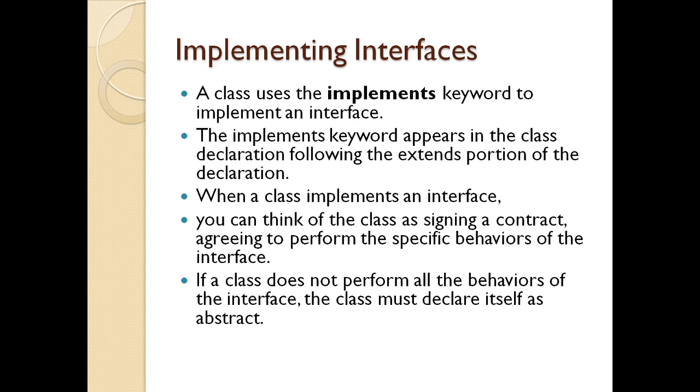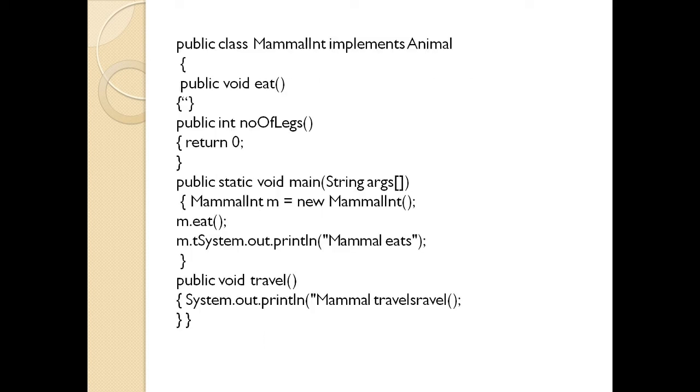Now here I have an example. I have defined a class MammalInt which is implementing the interface Animal, and then I define the methods eat and number of legs. Then I have the main method, wherein I create an object of MammalInt. MammalInt is the class which is implementing Animal. So I don't create an object of an interface; I create an object of the class, and then I can access the eat method and the number of legs method.